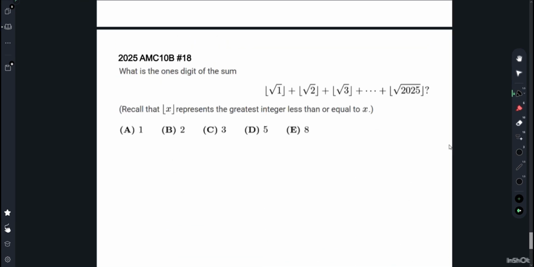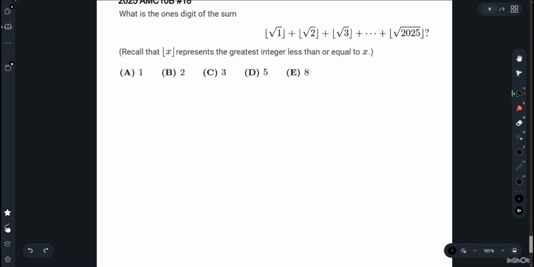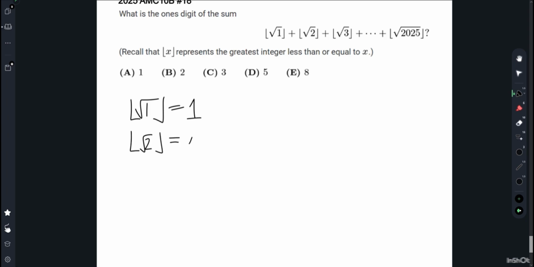AMC10B Problem 18. What is the units digit of the sum of the floor of square root 1 plus the floor of square root 2 plus the floor of square root 3 all the way to the floor of square root 2025? First of all, we have to realize what this means. The floor of square root 1 is equal to 1. The floor of square root 2 is equal to 1, because the square root of 2 is 1.44. The square root of 3 is also equal to 1. But the square root of 4 is now equal to 2.